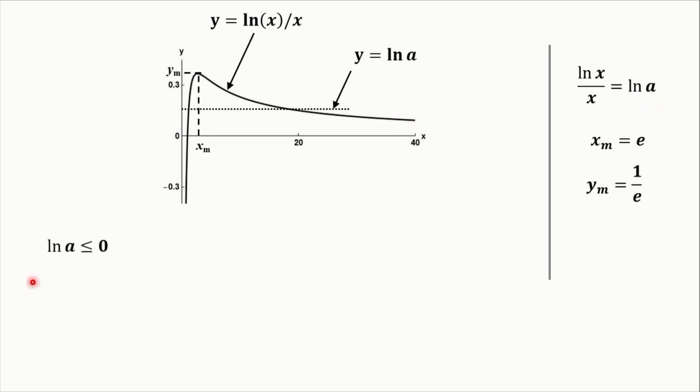First, we consider ln a less than or equal to 0. In this range, there is only one point of intersection. Let's look again. It means that there is only a single root here. Along with this equation, we can write the equation for a in this form.